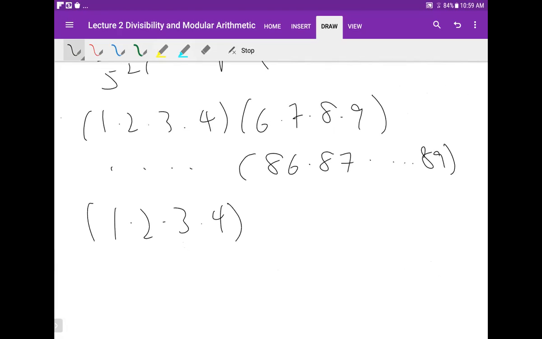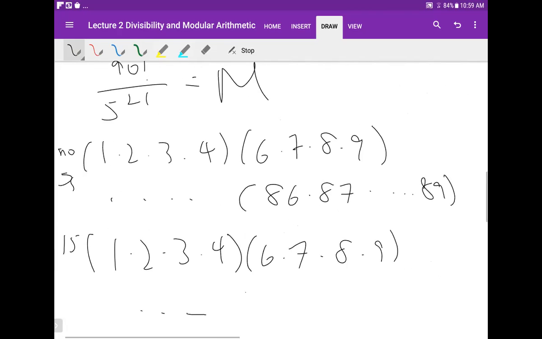So these are the no 5s, right? This is 1 5, so 1 times 2 times 3 times 4. This is 6 times 7 times 8 times 9, etc., all the way to 16 times 17 times 18, right? Because that's 90 divided by 5.